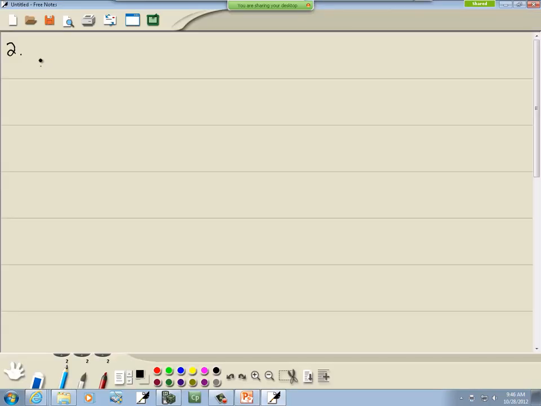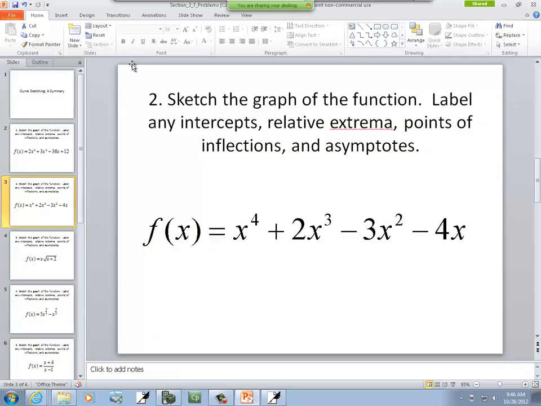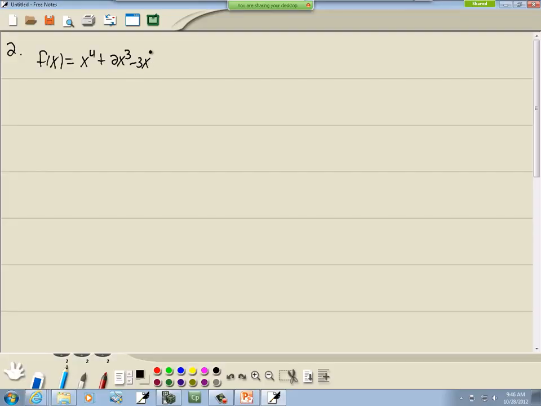F of x is equal to x to the fourth plus 2x to the third minus 3x squared minus 4x. I'll kind of do it from side to side on this problem, so I don't have to write things down and scroll up and so forth.